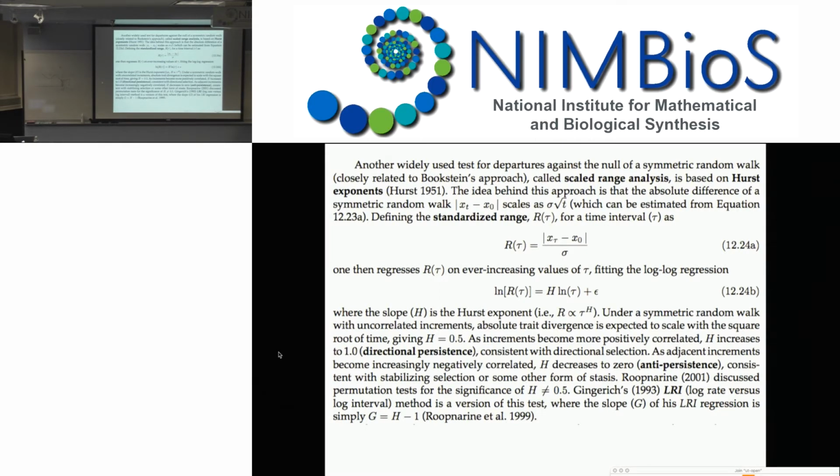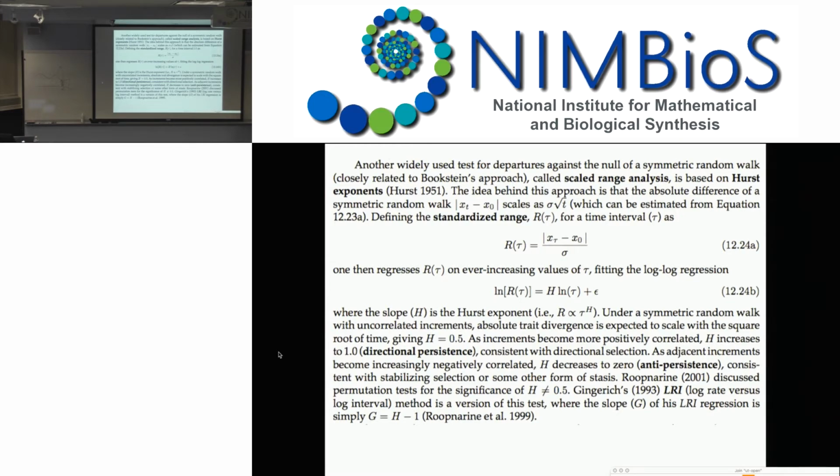I think Hurst had something to do with the stability of dams or something. It's a really interesting idea. An H value of a half is consistent with a random walk. An H value approaching 1 is directional persistence. An H value approaching 0 is called anti-persistence, consistent with stasis.